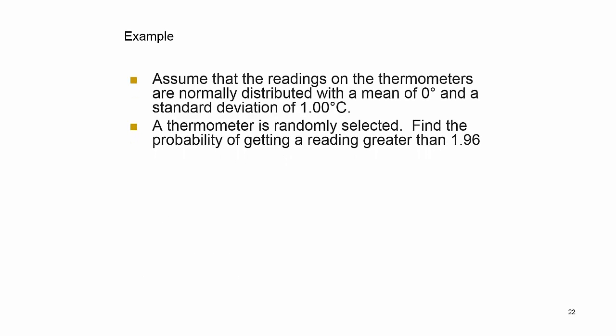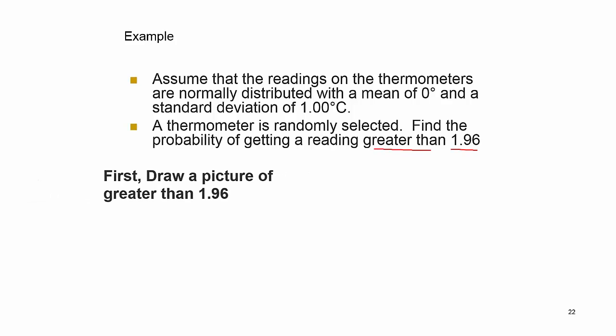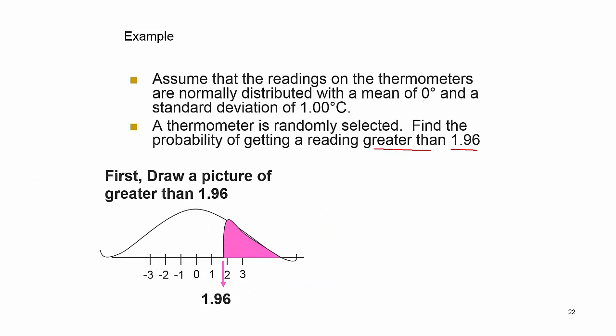Okay, so same situation, but now we want to find the probability of getting a reading greater than 1.96. So we first draw a picture of greater than 1.96. So I graph where 1.96 would be on the number line. It's to the right of 1. And because it's greater than, I want to find area to the right.